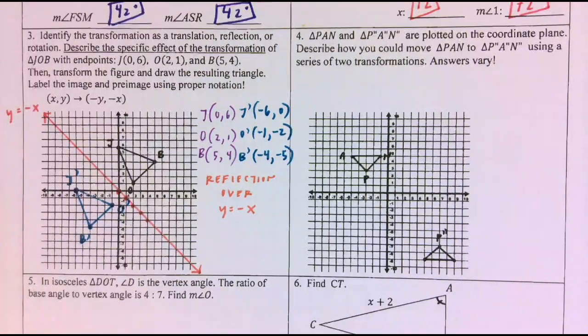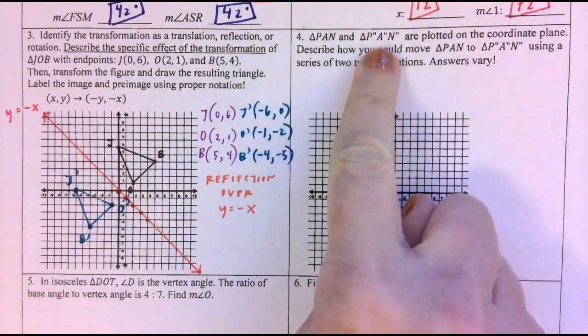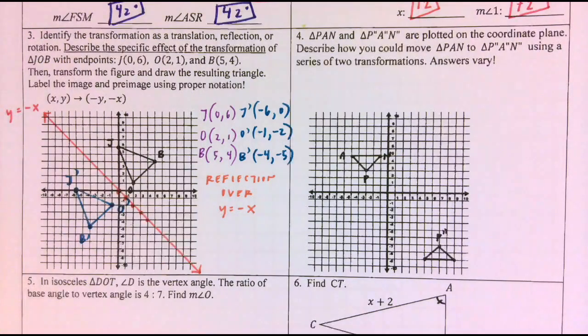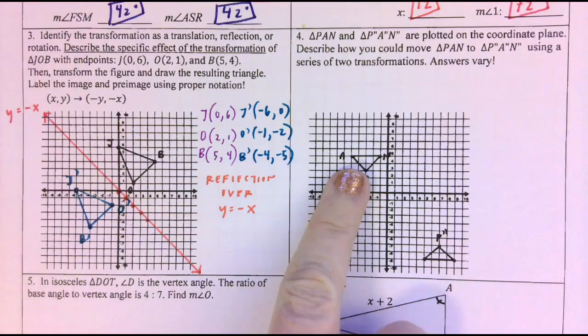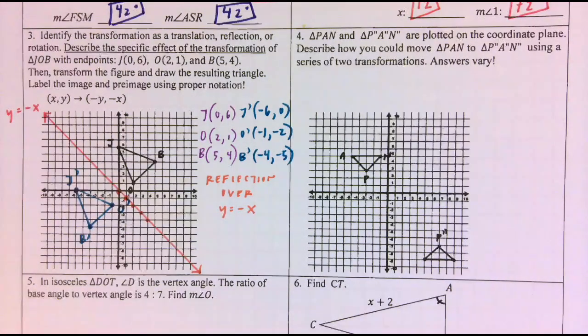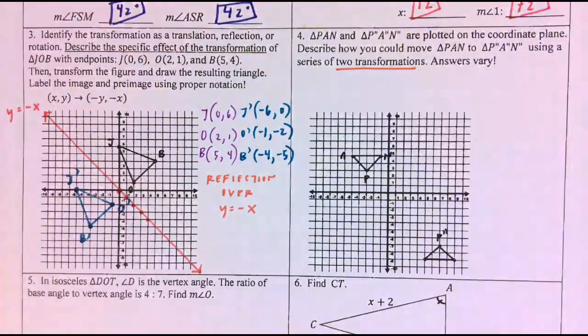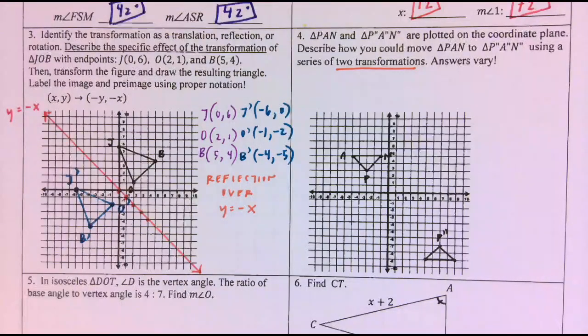So here I'm saying that we have two triangles plotted. So I have triangle PAN and triangle P double prime, A double prime, N double prime, all plotted on the coordinate plane. How could we move this triangle to this triangle position using a series of two transformations? Answers can vary. And ultimately, I would say there's probably about 10 reasonable solutions to this.